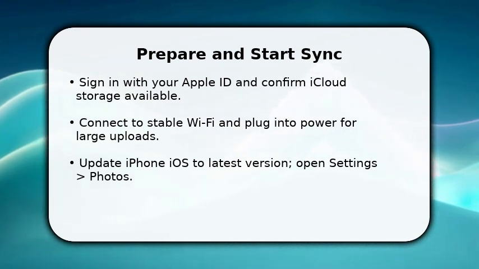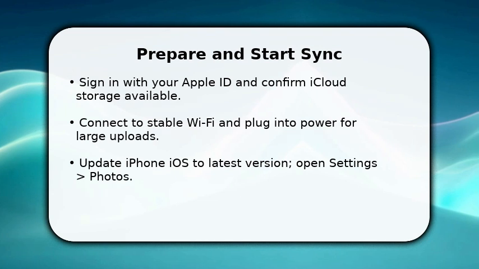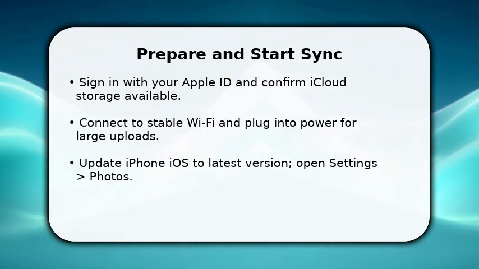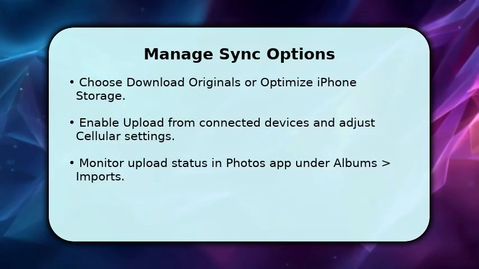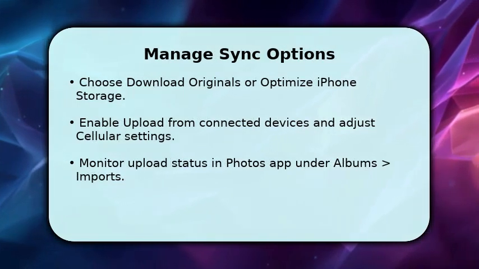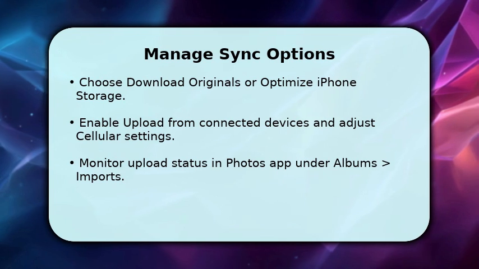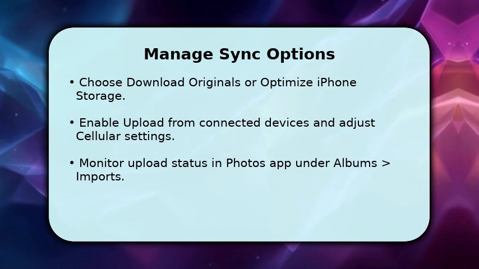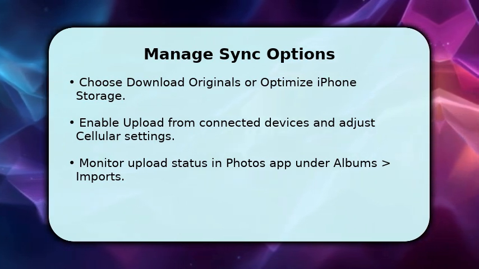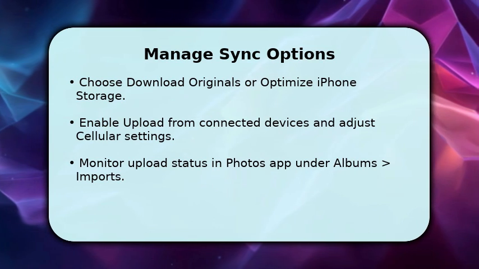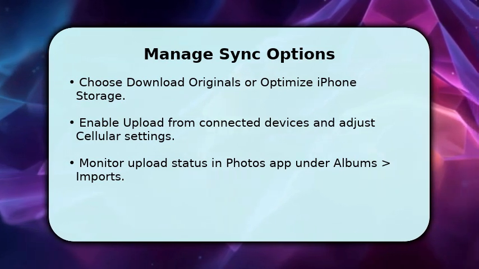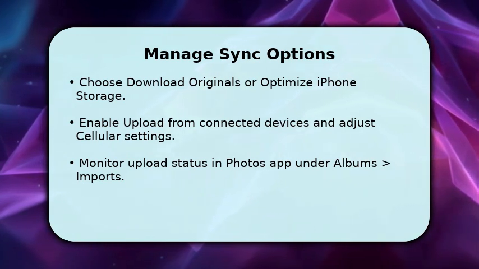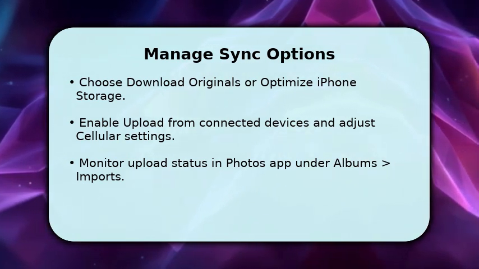This action starts the upload for new pictures and makes existing iCloud content available on this device, so you're initiating sync right away. Once iCloud Photos is enabled, choose how to store images. Select Download Originals to keep full files on your iPhone, or optimize iPhone storage to save space while thumbnails remain locally. Make sure Upload to My Photo Stream is set if you use older devices, and check Settings Photos Cellular Data to allow uploads over mobile data if needed.